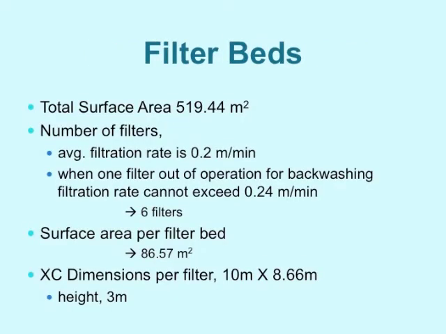We found the total surface area of the filter beds to be 519.44 square meters. Our average filtration rate is 0.2 meters per minute. The maximum filtration rate is 0.24 meters per minute, which occurs when one bed is removed for backwashing. The number of filter beds we need is 6. This means the cross-sectional surface area per filter bed is 86.57 square meters. Based on these calculations, our filter dimensions are 10 meters by 8.66 meters, with a height of 3 meters.